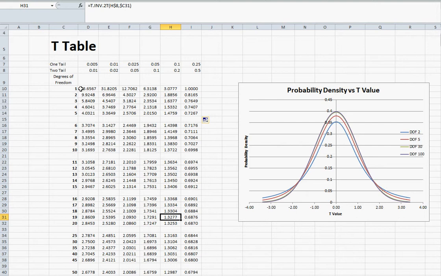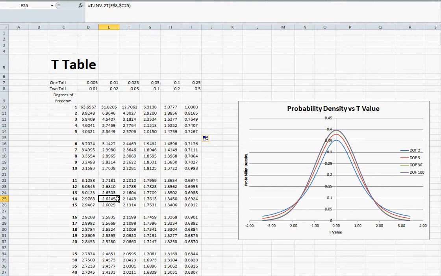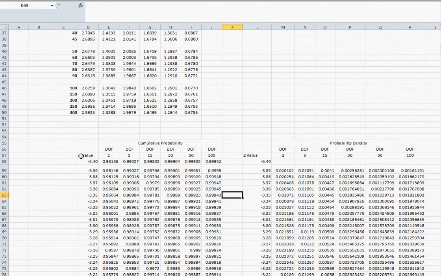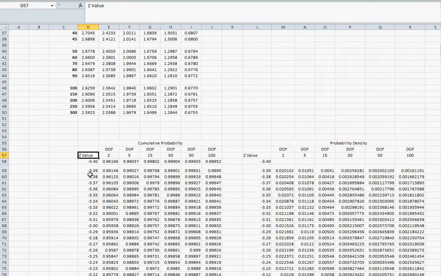And then what you have is a t-table with the cumulative probability versus z-value and the z-value you need to get this probability. If you want to make actually a t-curve, like I have here, then I've done the same thing with a z-value going down here. I have my degrees of freedom across the top.